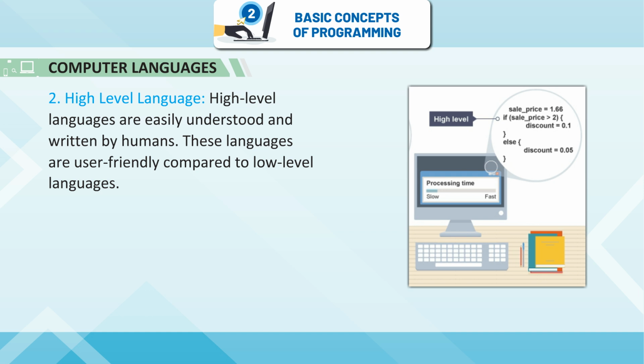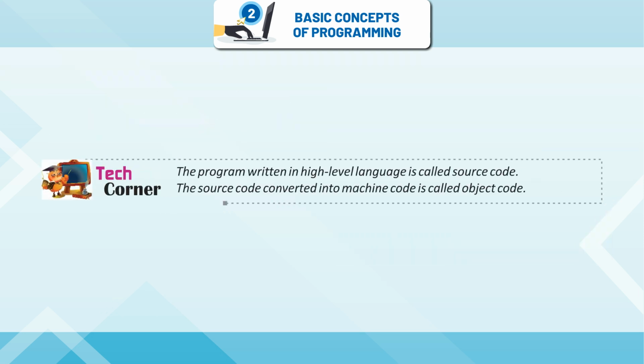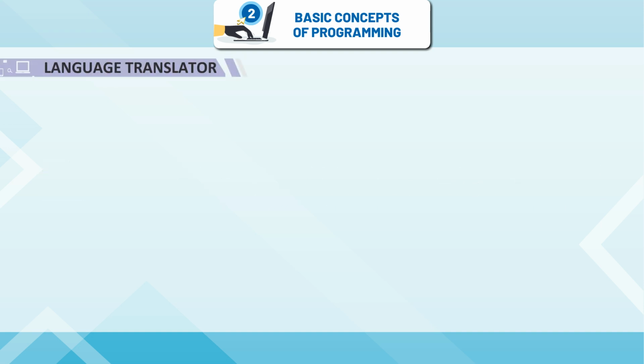High-level language. High-level languages are easily understood and written by humans. These languages are user-friendly compared to low-level languages. They use natural language elements which makes it easier for programmers to use. Examples of high-level languages are Python, Java, C++, etc. Tech Corner. The program written in high-level language is called source code. The source code converted into machine code is called object code.